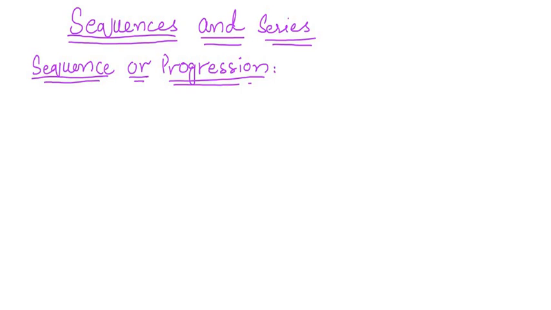Students, today our topic is sequences and series. So first, what is a sequence? We can define a sequence as an ordered set of numbers formed according to a definite rule. It is called a sequence or progression, and its individual members are called terms or elements of the sequence.